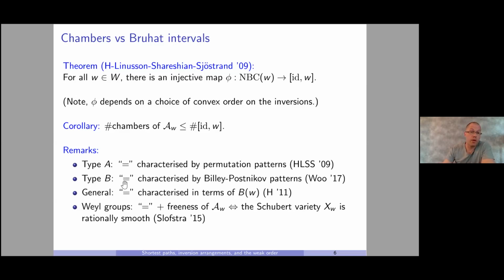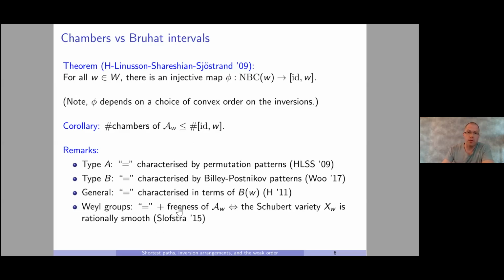In type B, there's a recent characterization, also in terms of pattern avoidance, but in terms of so-called Billey-Postnikov patterns in reflection groups, due to Alex Wu. Very nice result. In general, you can characterize equality in terms of the Bruhat graph, looking at certain paths. I will get back to things that have to do with this later on.